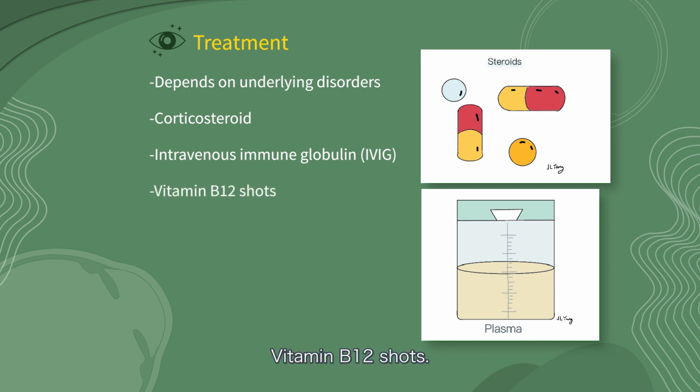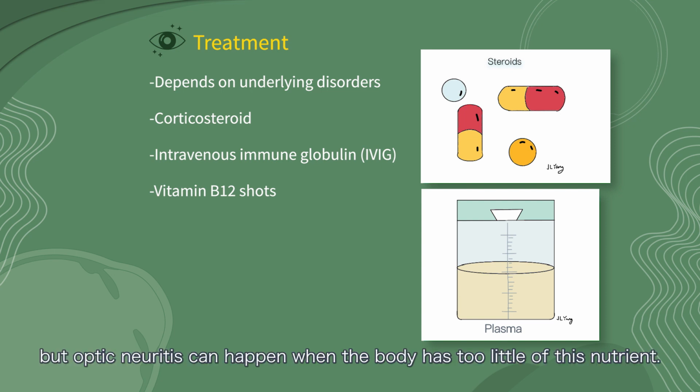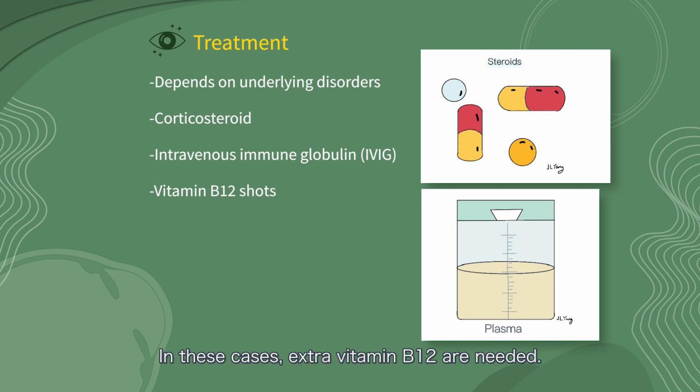Vitamin B12 shots. It's rare, but optic neuritis can happen when the body has too little of this nutrient. In these cases, extra vitamin B12 is needed.